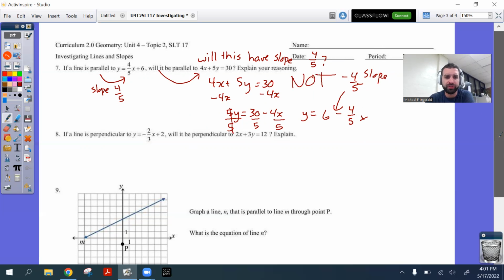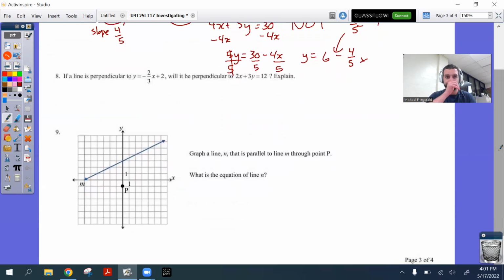Okay, now let's move on to the one that kind of tricked me today. Let's name each of these lines that we're going to be talking about. So we're going to have line A and line B. If it says, if a line is perpendicular to A, will it be perpendicular to B? So this supposed line they're talking about, let's call it C.